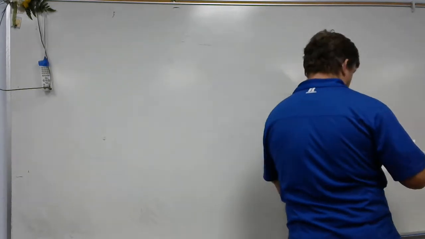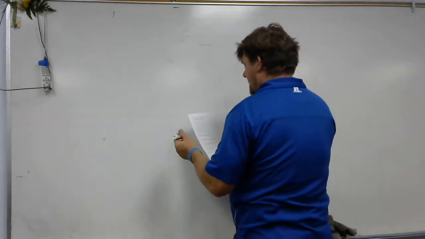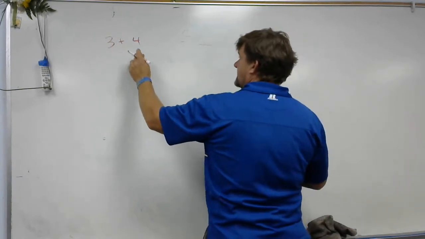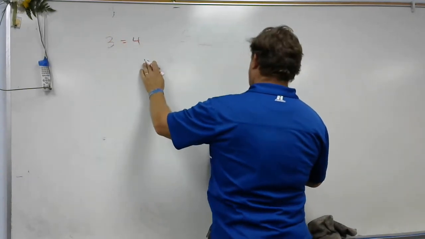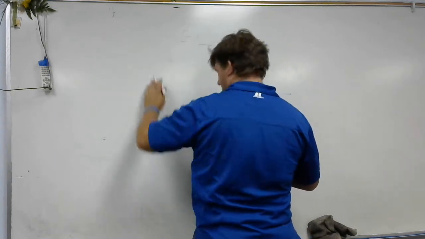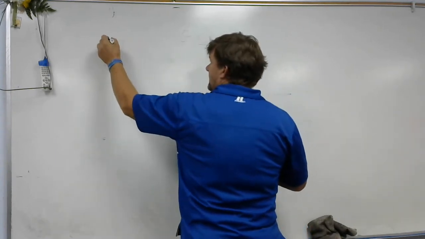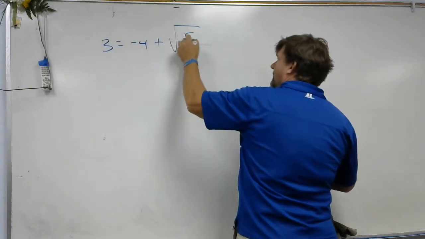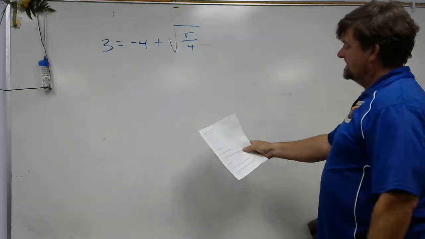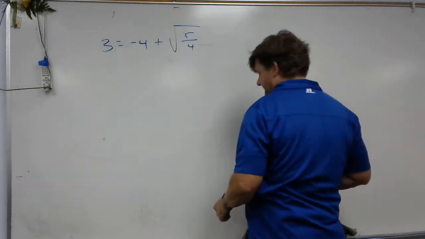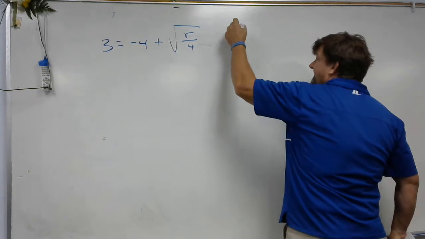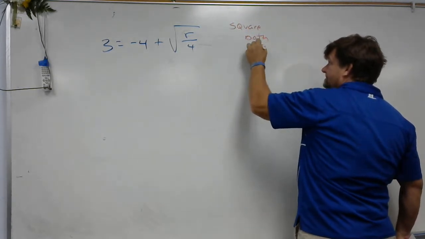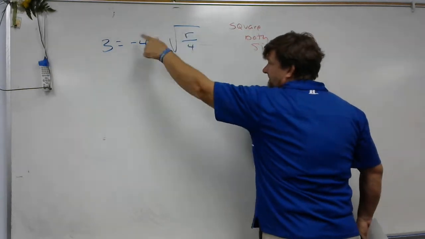All right, so here we go. We got our square root ones. These are a little different. No, man, I wrote that completely wrong. Let's just try a different color. 3 equals negative 4 plus the square root of r over 4. Yes? Okay, so we got a square root. So this means I'm going to square both sides.